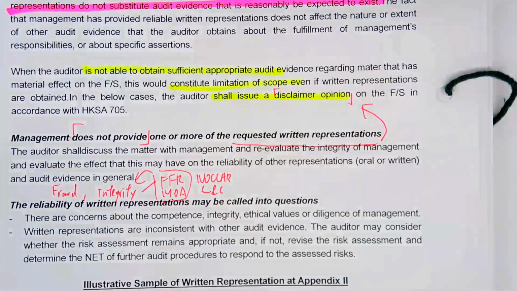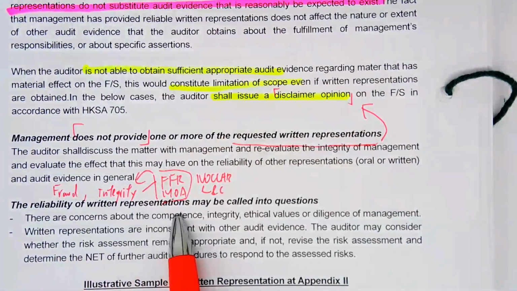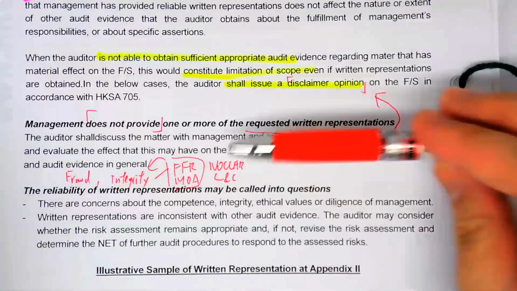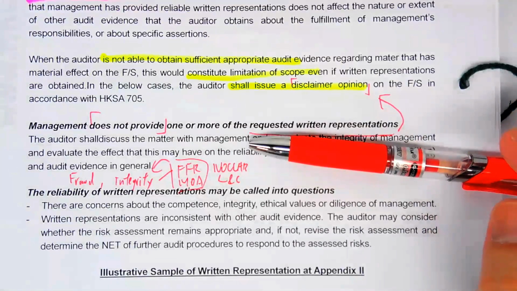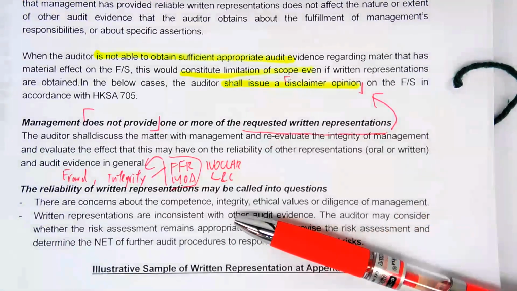If the integrity of your management is in question, then the reliability of the written representation may be called into question. Okay, so do you know the differences here? Your client does not agree to provide written representation, refusing to give you a written representation letter.